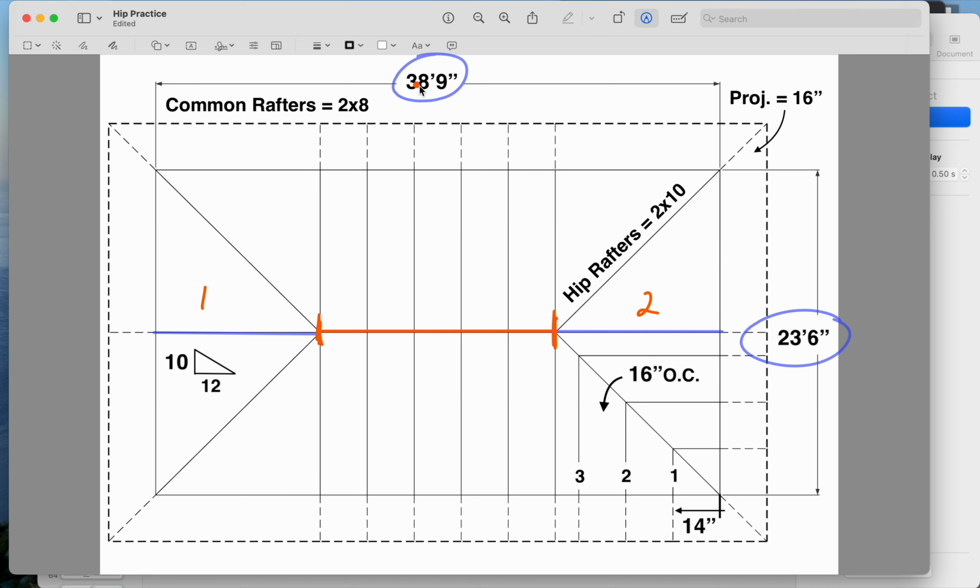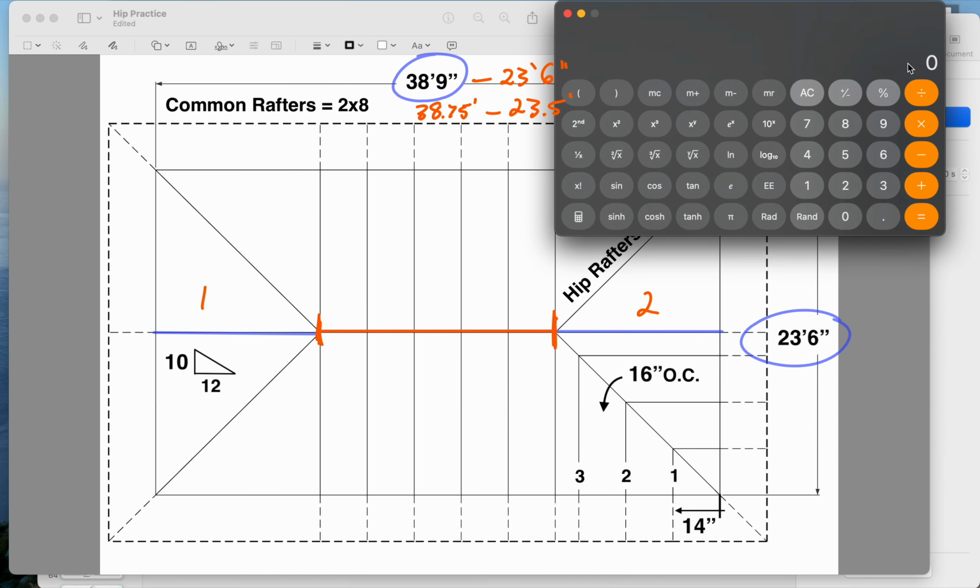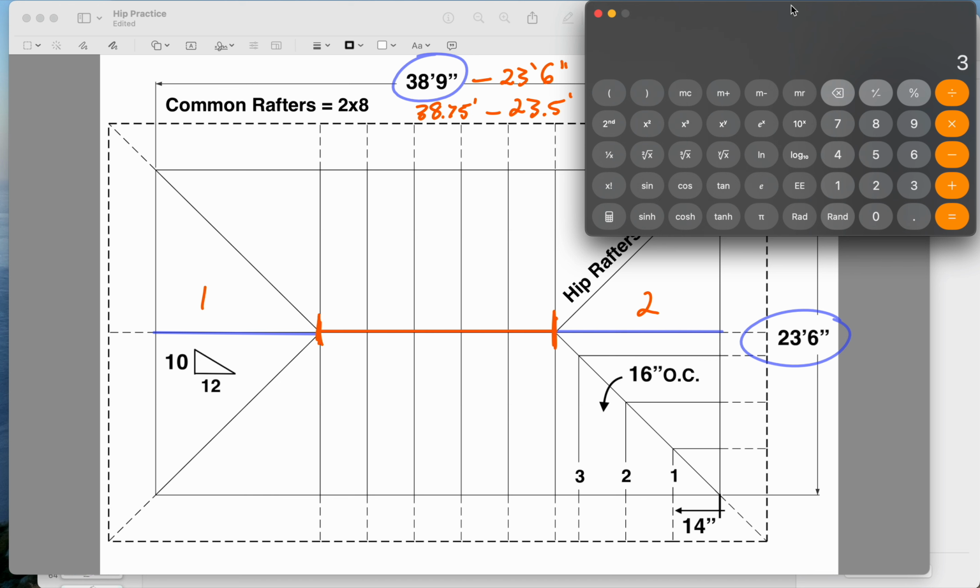So very simply, we're going to go 38'9" minus 23'6". So this is 38.75 minus 23.5 feet. And I have a calculator here somewhere. And we can quickly do that. So 38.75 minus 23.5. So it's saying that our distance from here to here is 15.25 feet. So 15'3" times 12. We'll have a nice clean number, 183 inches.